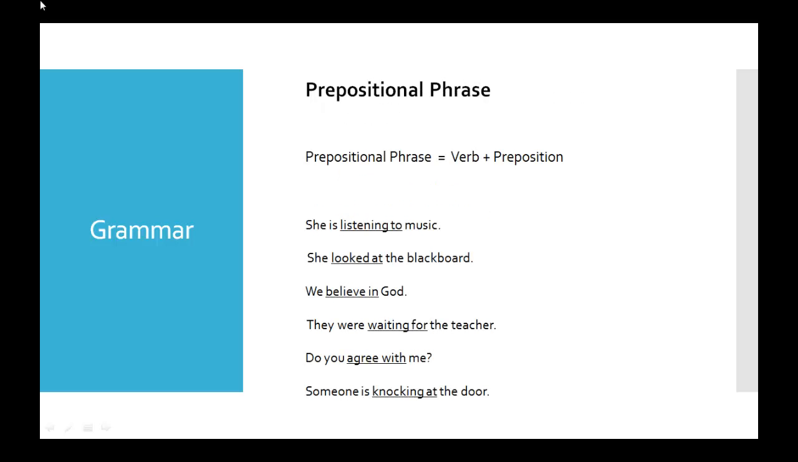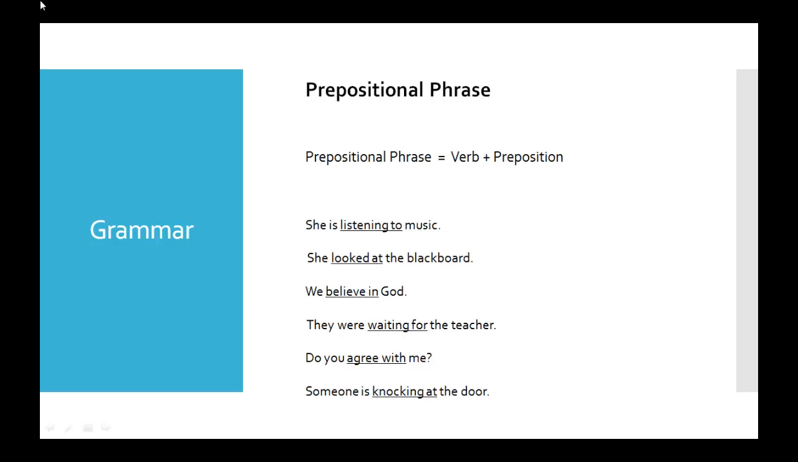What is a prepositional phrase? A prepositional phrase is a combination of a verb and a preposition. It is just a verb followed by a preposition. Some verbs need particular prepositions to be used after them in a sentence having a direct object. Such a verb with its required preposition is called a prepositional phrase.